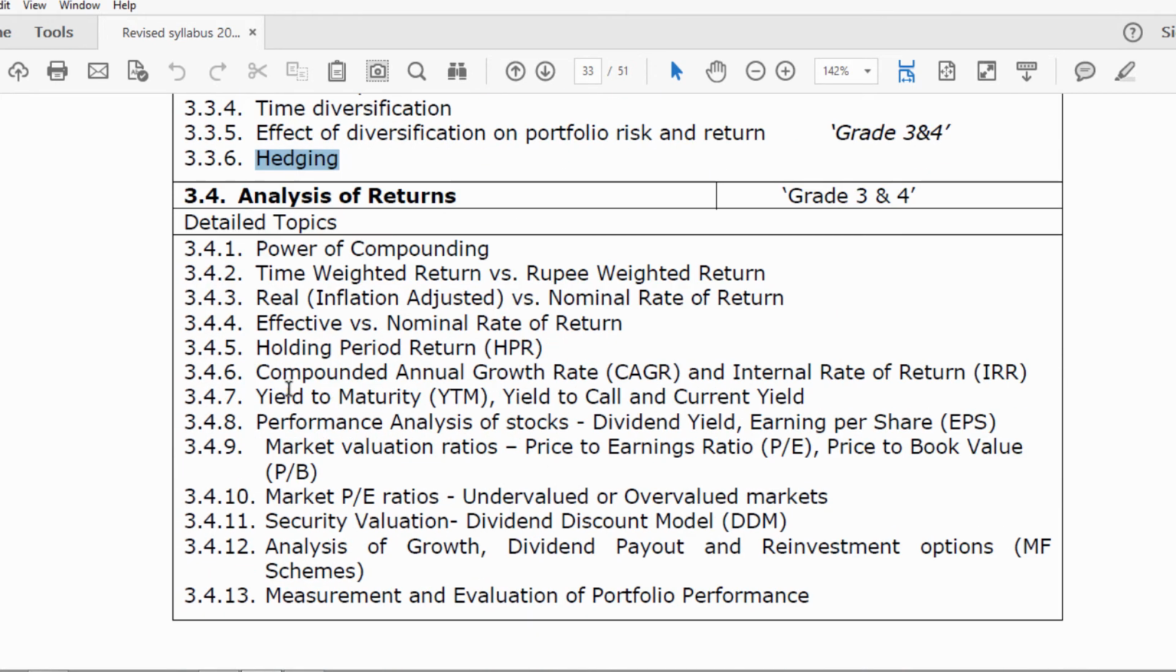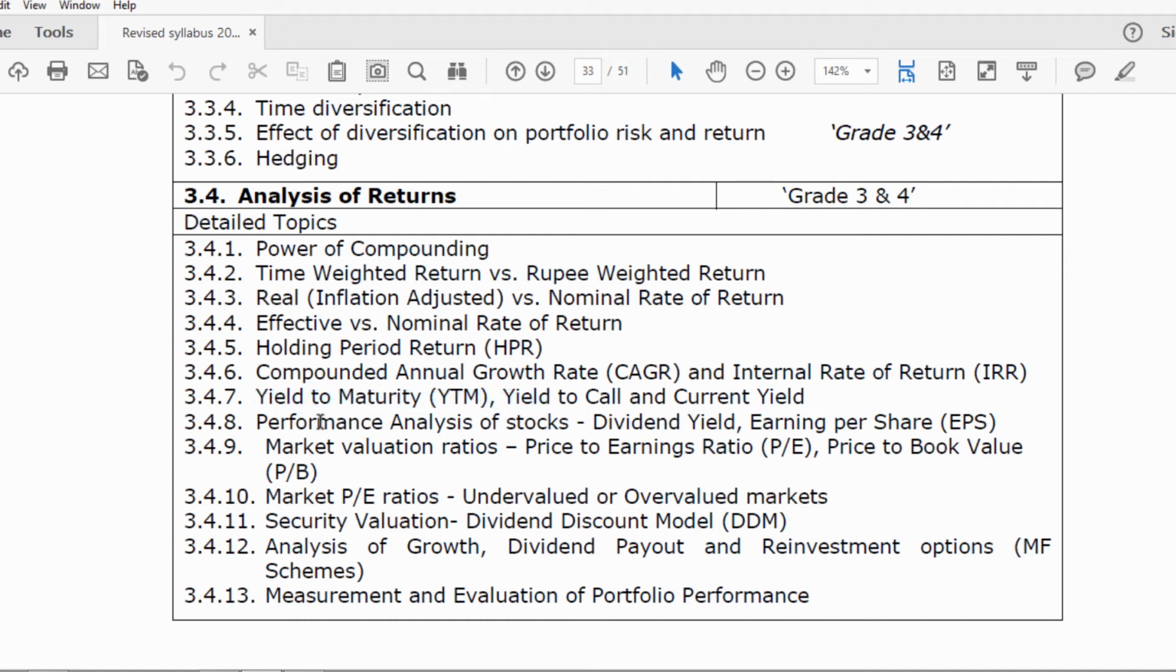Such kind of questions can come from this point. Hedging is purely a theoretical part here, no numerical. Now, this is also very, very testable. Some of the things we have already understood in our earlier videos. The new topic coming up here is time weighted rate of return and rupee weighted rate of return. Real return we have already studied, effective, nominal, holding period return, all these things we know. What comes new here is CAGR? No, we know this. IRR, we know this. The new topic here is yield to maturity.